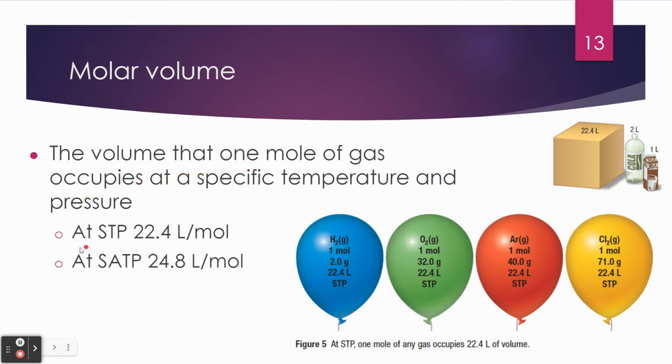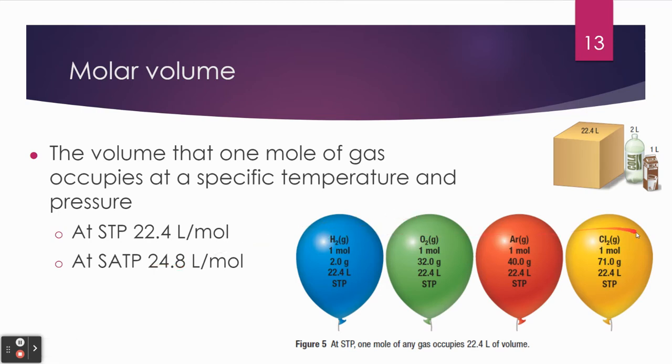So it was found that if you're at STP, your molar volume is 22.4 liters. What does that mean? The molar volume just means the volume that 1 mole of gas occupies at a specific temperature and pressure. So at STP, 1 mole of gas occupies 22.4 liters. At SATP, 1 mole of gas occupies 24.8 liters.